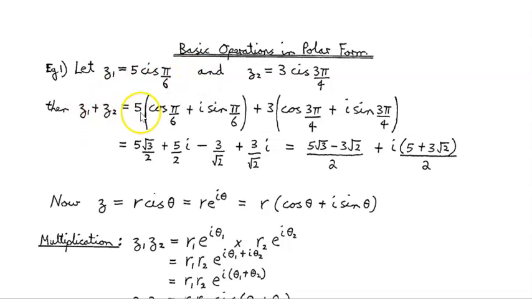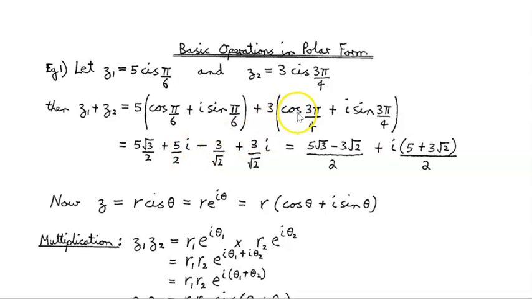The addition of them would be, converting back to the Cartesian or rectangular form, 5 times cos pi on 6 plus I sine pi on 6, plus 3 times cos 3 pi on 4 plus I sine 3 pi on 4. Okay, cos pi on 6 from the exact ratio is going to be root 3 on 2, and sine pi on 6 times the factor of 5 as well will be 5 on 2 times I.